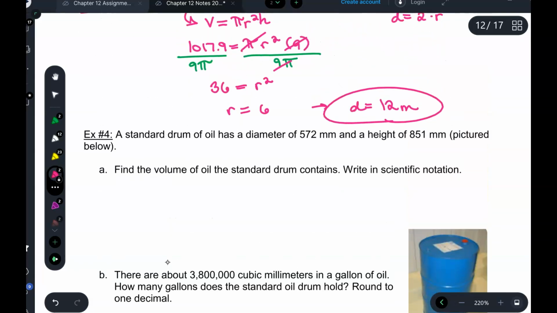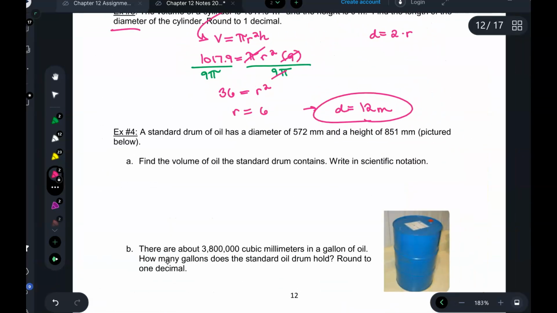Wait, can you go back? Wait, I'm waiting. Okay, what we should look at: 36 equals r squared, right? How did you get r equals 6? Well, how do you get rid of the square? Oh, square root. Okay, yeah.